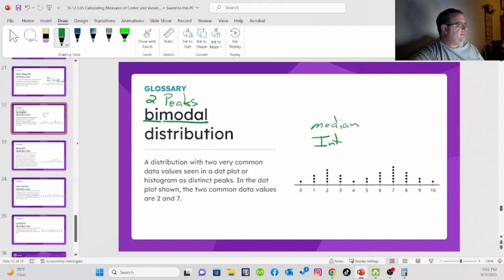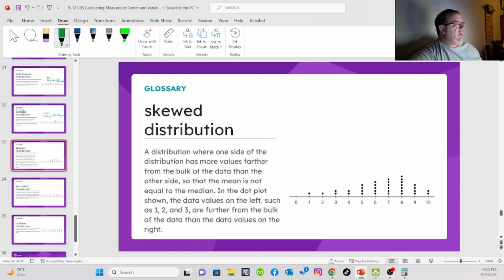and the interquartile range. So symmetrical data allows you to use the mean and the mean absolute deviation. Non-symmetrical data requires you to use the median and the interquartile range.